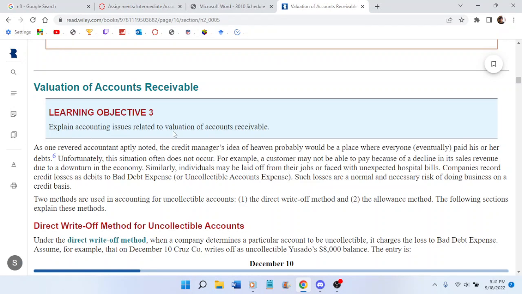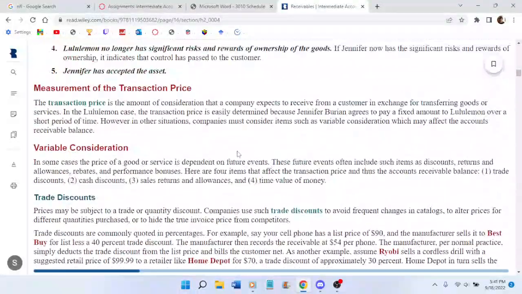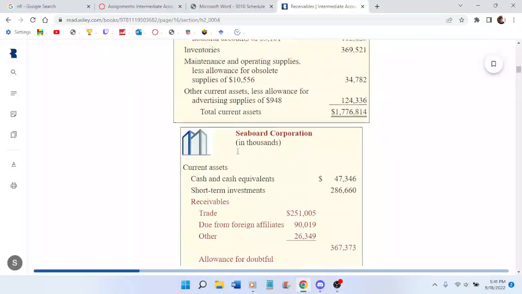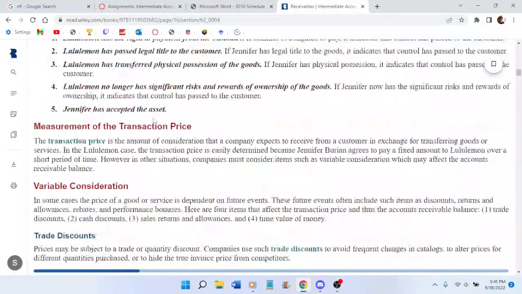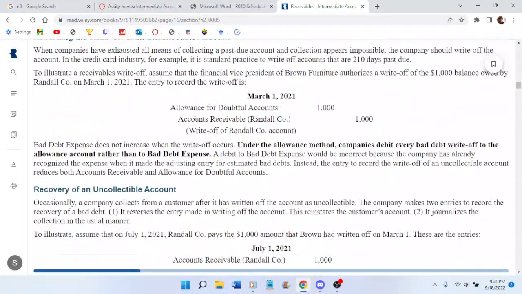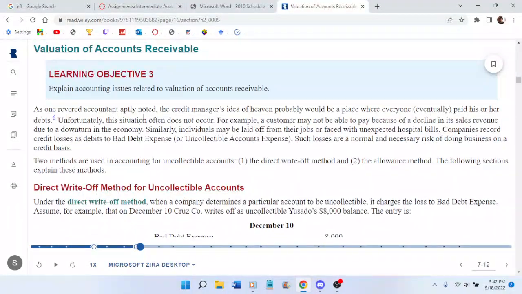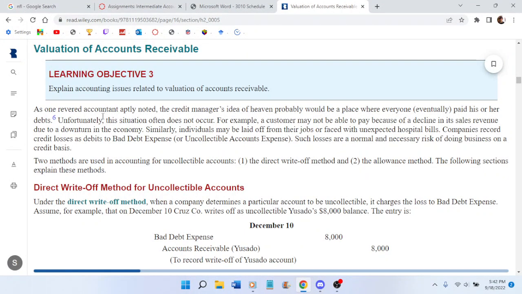Explain accounting issues related to valuation of accounts receivable. What did I just read about? I read about recognition of accounts receivable. Now we have to read about valuation of accounts receivable. Wow. Come on, I keep losing my spot. They literally didn't note who the revered accountant was. The credit manager's idea of heaven probably would be a place where everyone eventually paid his or her debts. Wow, hilarious.